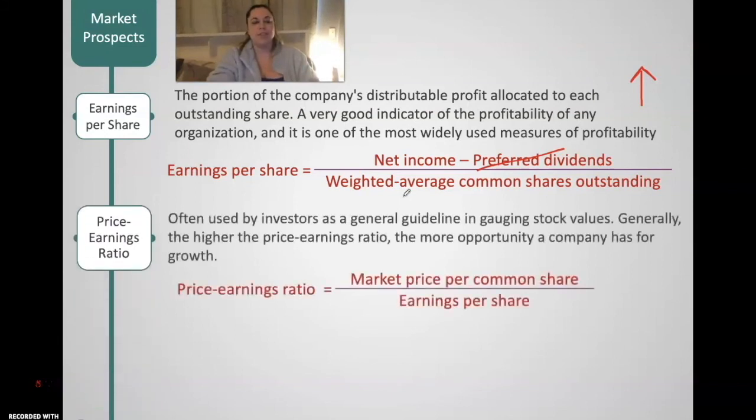Okay, price to earnings ratio, often used by investors as a general guideline in gauging stock values. Generally, the higher the price to earnings ratio, the more opportunity a company has for growth. So you want a higher number here. You would take the market price per common share, so whatever the stock is going for in the market, and divide it by earnings per share, the EPS. So you do have to do earnings per share before you do the price to earnings ratio.